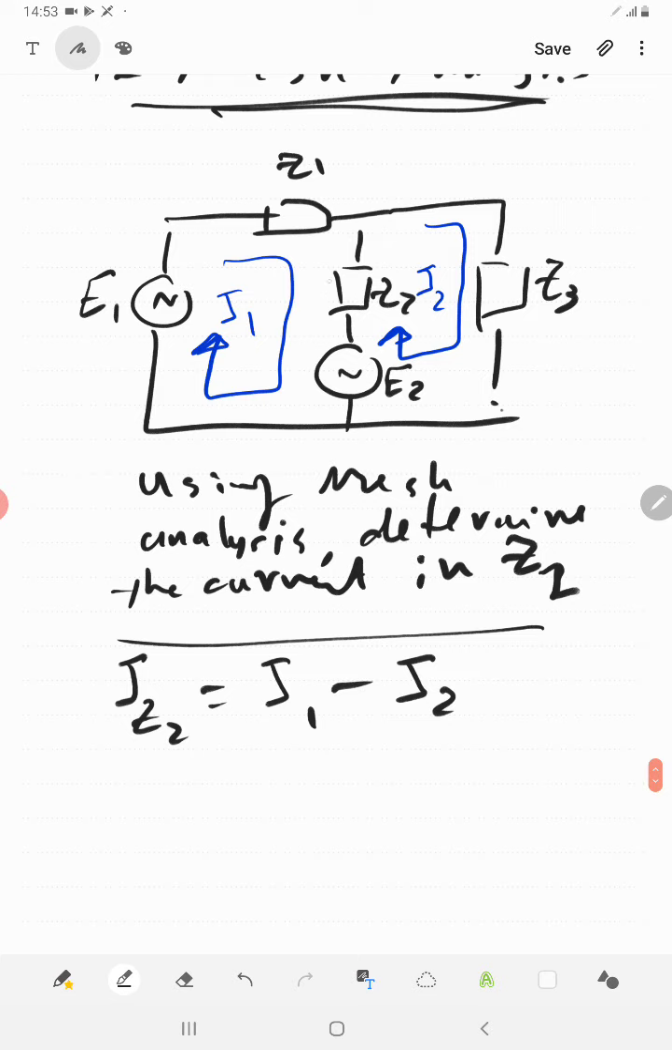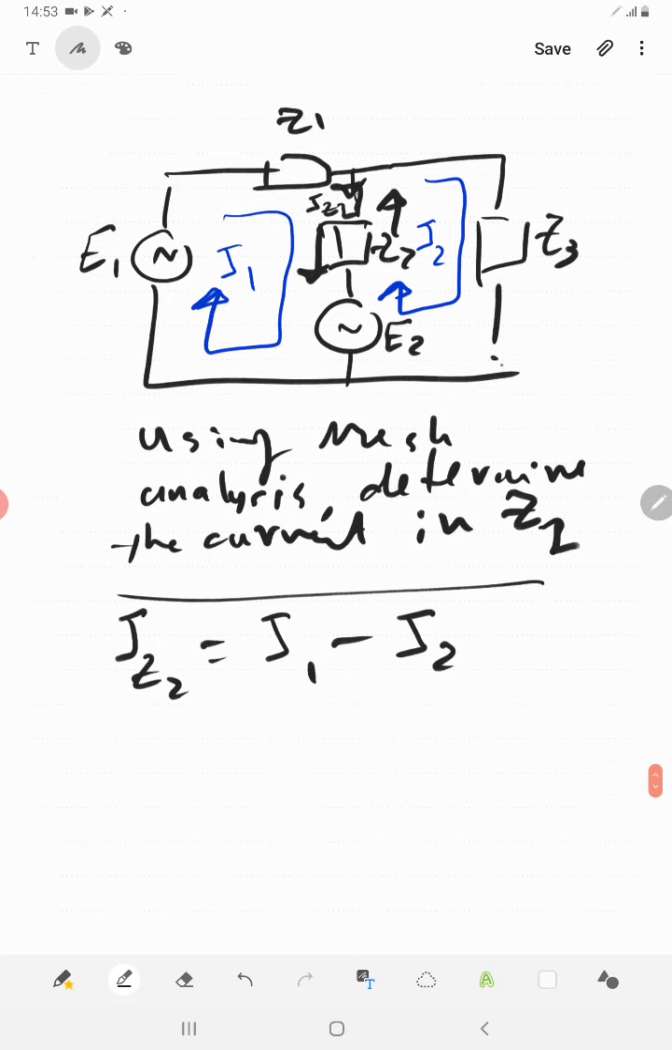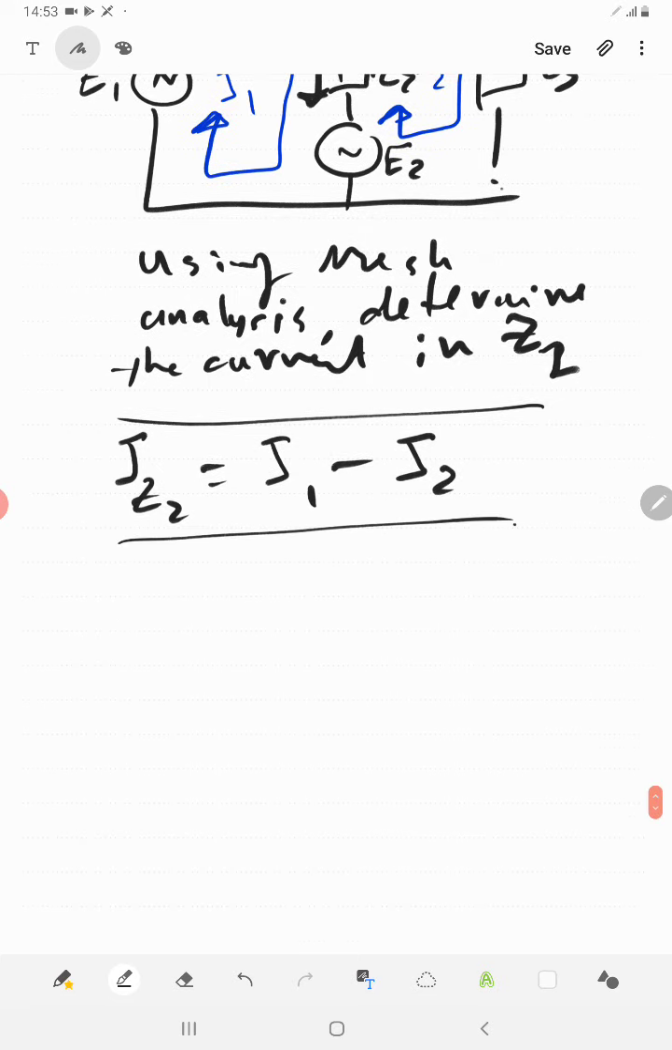Why? Because I1 is in this direction, I2 in this direction here, and this is IZ2. Okay? So in the impedance Z2, we have two currents, I1 and I2, and they are in opposite directions, so we subtract them, which means that we have to find what is I1 and I2.